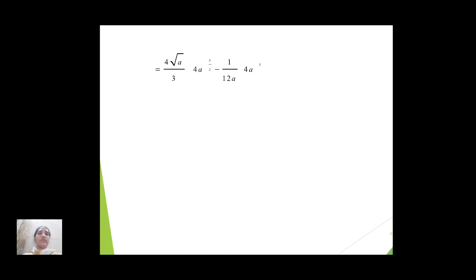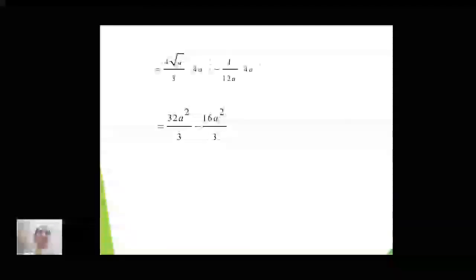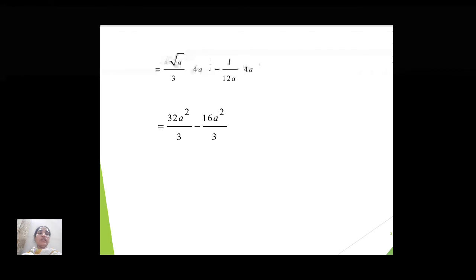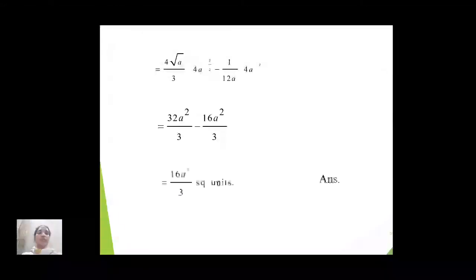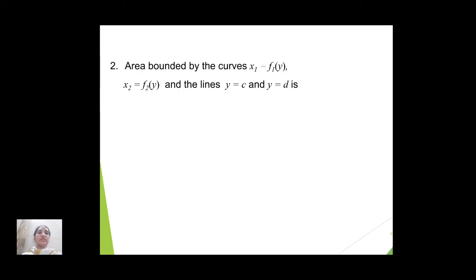4 into root a by 3, then 4 into a power 3 by 2, minus 1 by 12a into 4a cube. Then we get 32a square by 3 minus 16a square by 3, which is 16a square by 3.